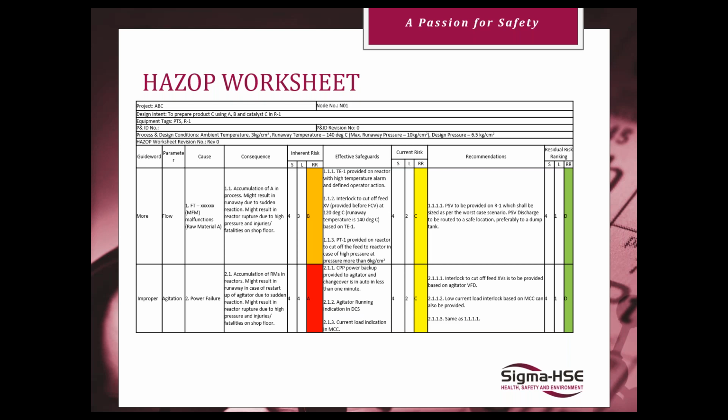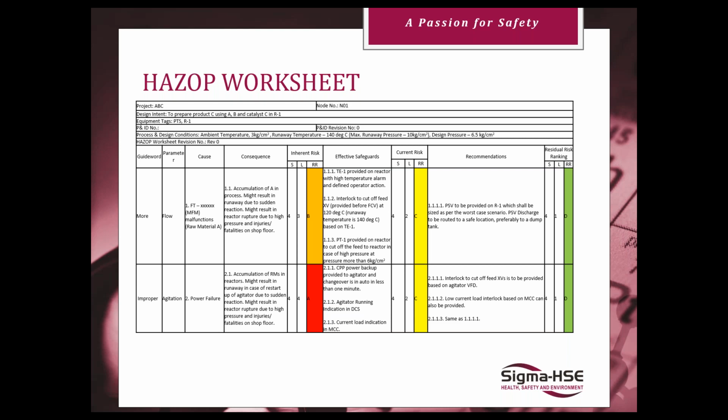So there's a temperature element that will alarm on high temperature and dictate an operator action. There's an interlock on a feed XV that will cut off feed to the reactor. And there's a pressure transmitter on the reactor that also cuts off feed to the reactor at high pressure. Taking into account the independence of these safeguards, you drop your likelihood by a factor of 10. It's still a risk of C, which is 1 above your acceptable risk level per the matrix we looked at earlier. So the recommendation is to implement a PSV on the reactor sized for worst case scenario.